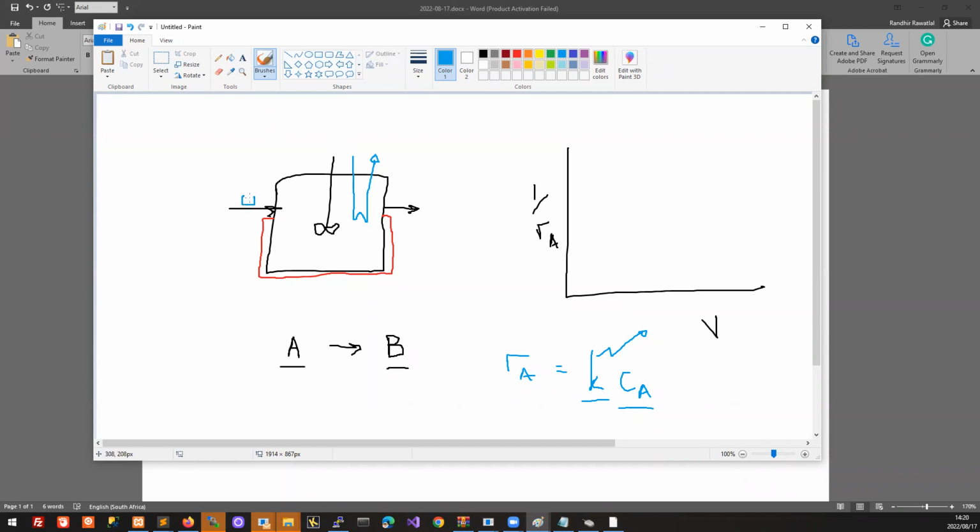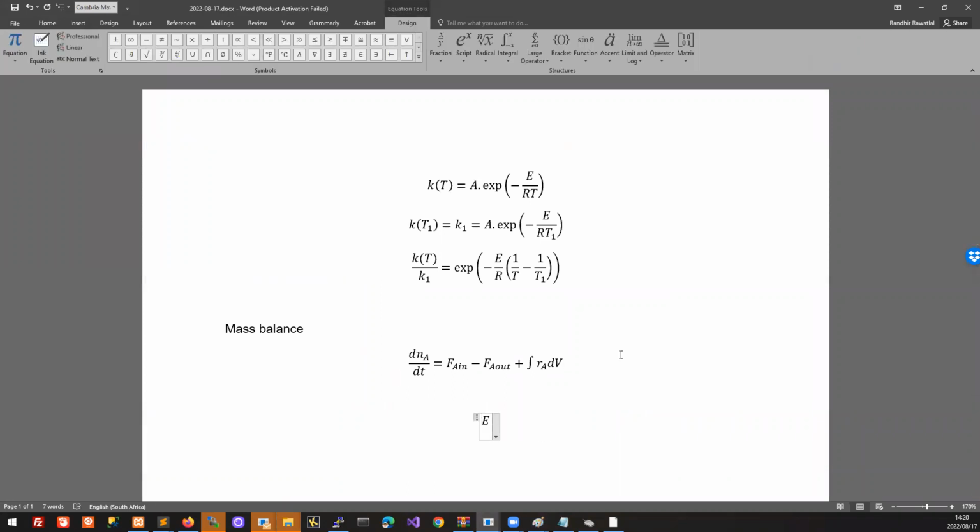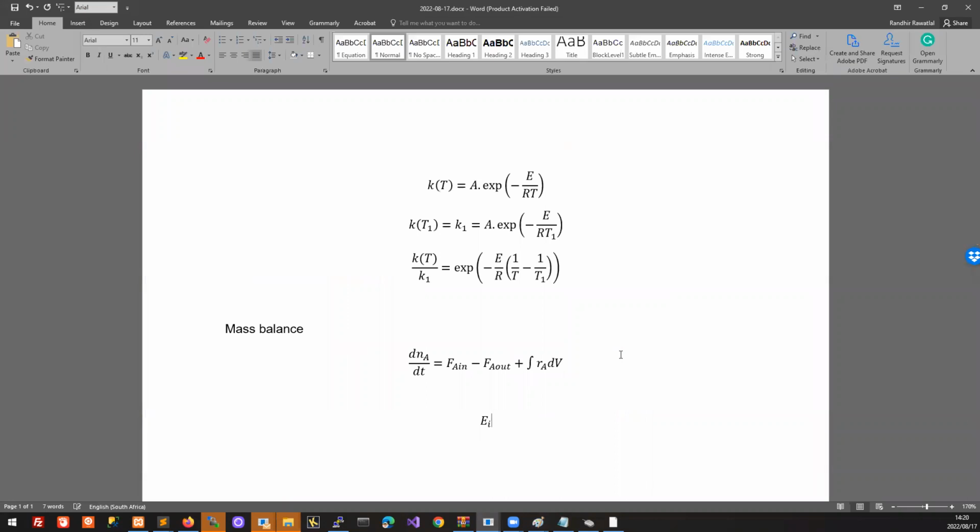Instead of counting moles, that whole balance we developed from looking at a picture like this, and we talked about packets of moles entering here. So we can think about packets of energy entering. How would we start to develop a balance? Of course, we have the concept of enthalpy. Let's for now just say E_i is the energy per mole of component i.